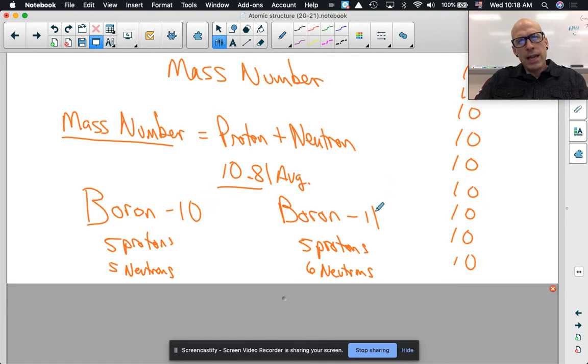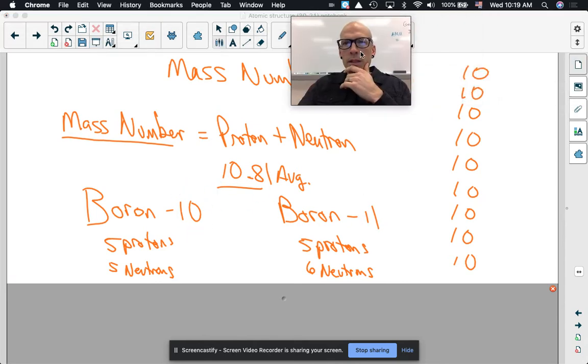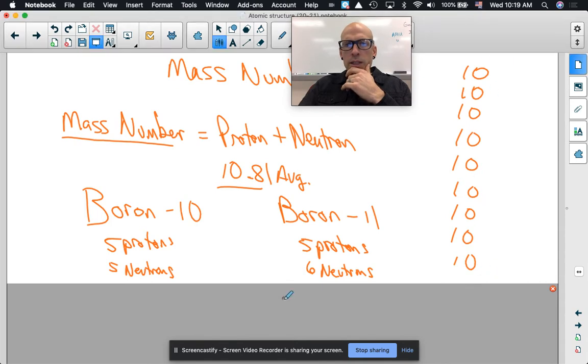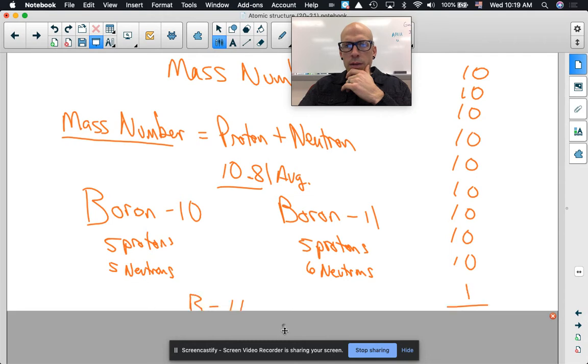How can 10 and 11 average out to 10.81? Now, I hope you're thinking through this and thinking about the fact that that means that there's more what than what. There are more boron 11s out there than 10s because the average is closer to 11 than it is to 10. It's kind of like this. Let me move myself over here. I made a little list here.